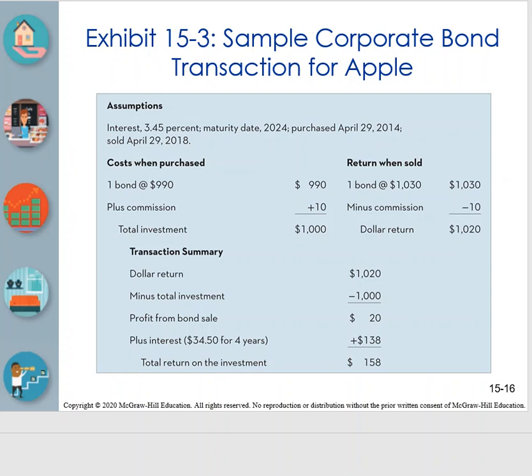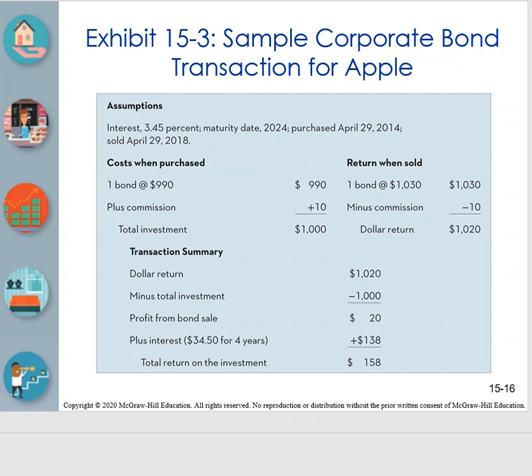So again, let's look at another example here. Now we're going to look at Apple. Let's make some assumptions. The interest is 3.45%. It matures in 2024. You purchased it 10 years prior in 2014, but you sold it before it got to maturity. You sold it on April 29th, 2018. So you held it for 14 to 15, 15 to 16, 16 to 17, 17 to 18. You held it for 4 years.